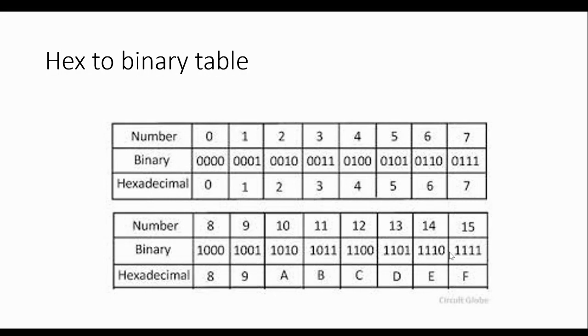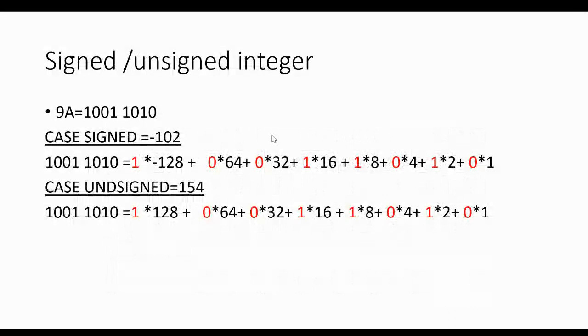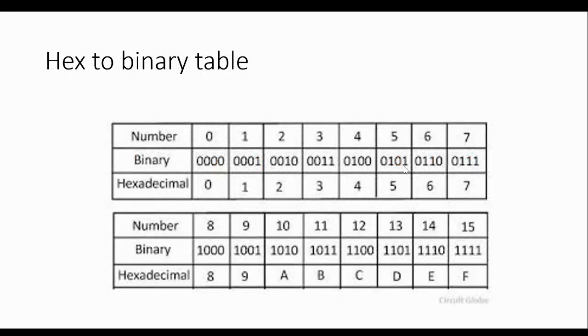That's why a single binary can be used to represent a number, hexadecimal, signed number or unsigned number, or signed integer, unsigned integer. All right. Now let's look at this. 9A is 1001, 1010. Reflect back on 9, 1001, and A, 1010. So this is 9A. That's how we get the 9A.